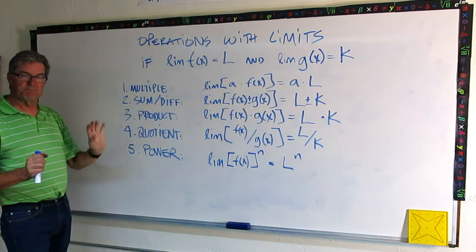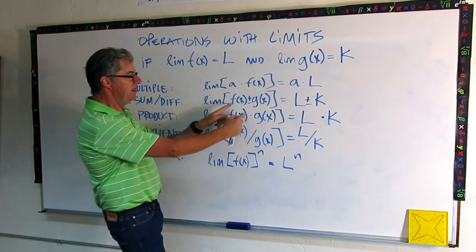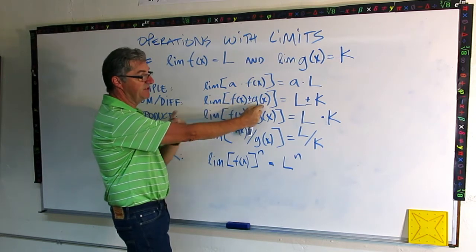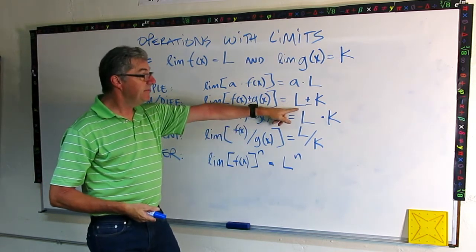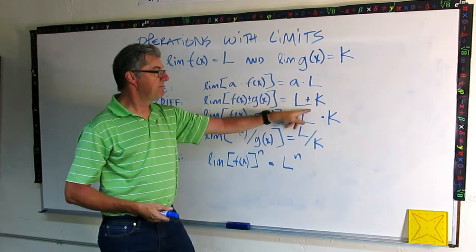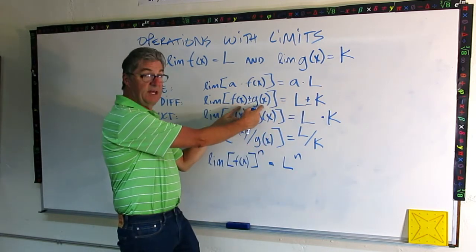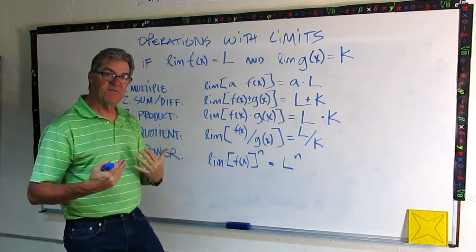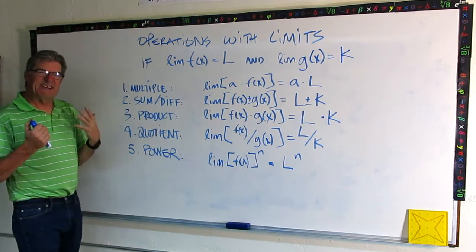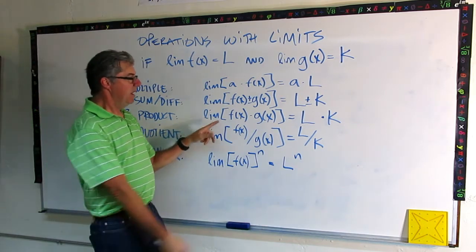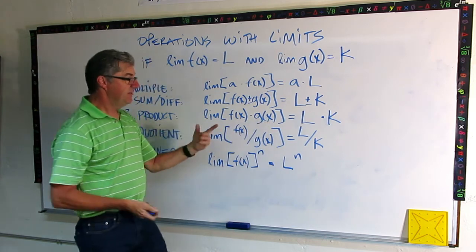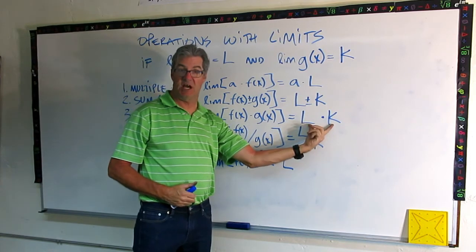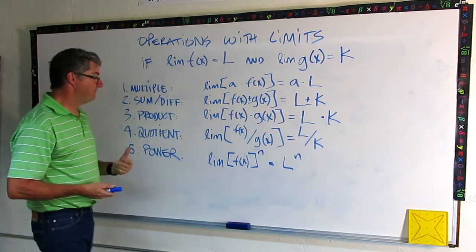Sum and difference, real similar. Here we have the limit of one function either plus or minus another function, f plus or minus g of x, and that's just going to be the limit plus the other limit, or the limit minus the other limit. So you would figure out these two limits as x approaches some number, and then you'd either add those two limits together or subtract them. Pretty straightforward. Product, again, real similar. If you have a limit of one function times another, then you can find the limit of each function individually and then just multiply those limits times each other. And that would be the new limit.